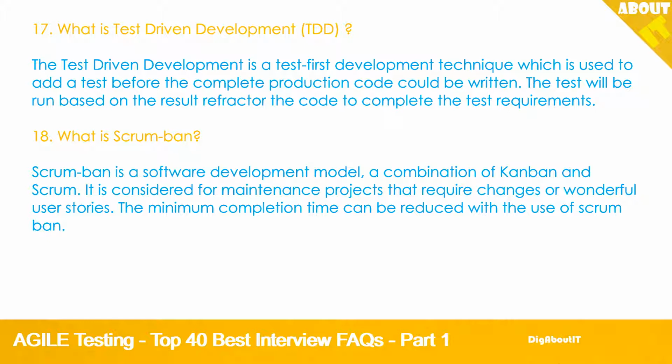18. What is Scrumban? Scrumban is a software development model, a combination of Kanban and Scrum. It is considered for maintenance projects that require changes or frequent user stories. The minimum completion time can be reduced with the use of Scrumban.